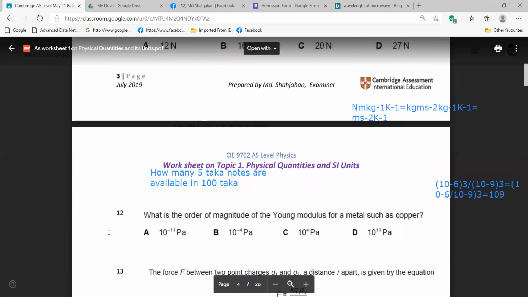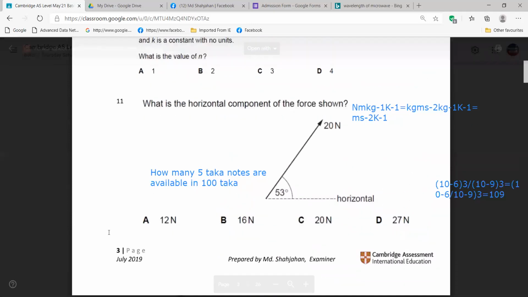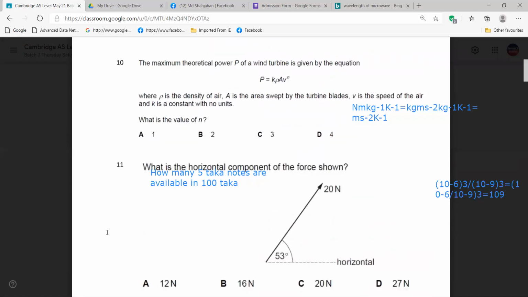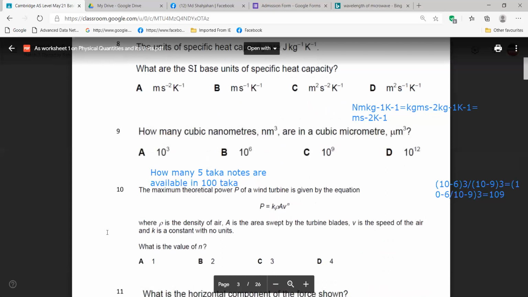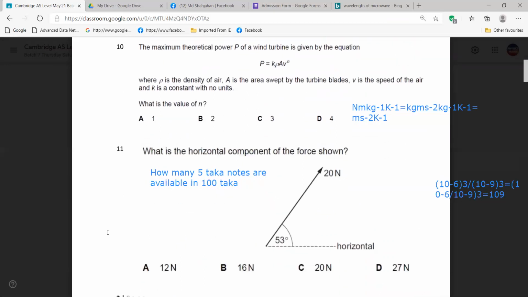I will show you. Like this one is very easy. You can do it now. What is the horizontal component of the force? You can do it, right? Yes. This one is very easy, I have the formulas. This one, number 10, you cannot do. I have to show you this one.